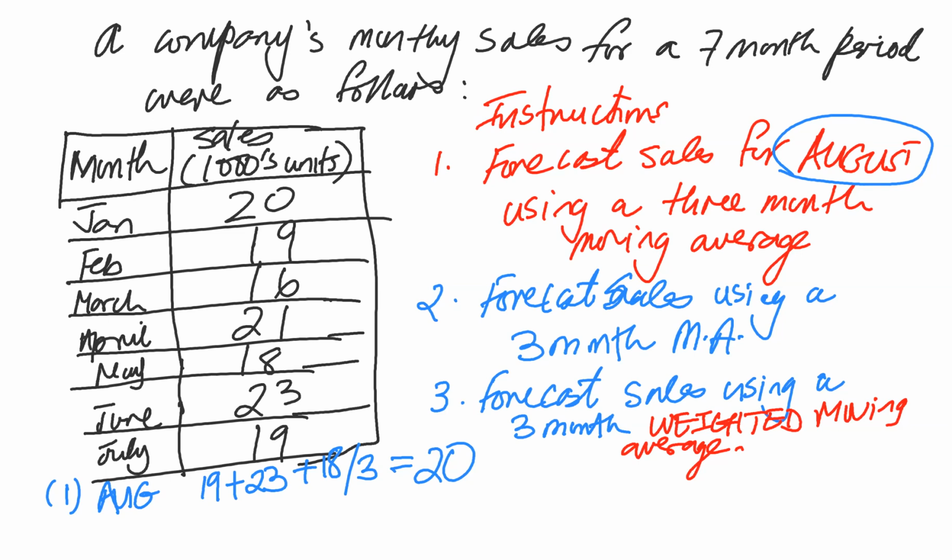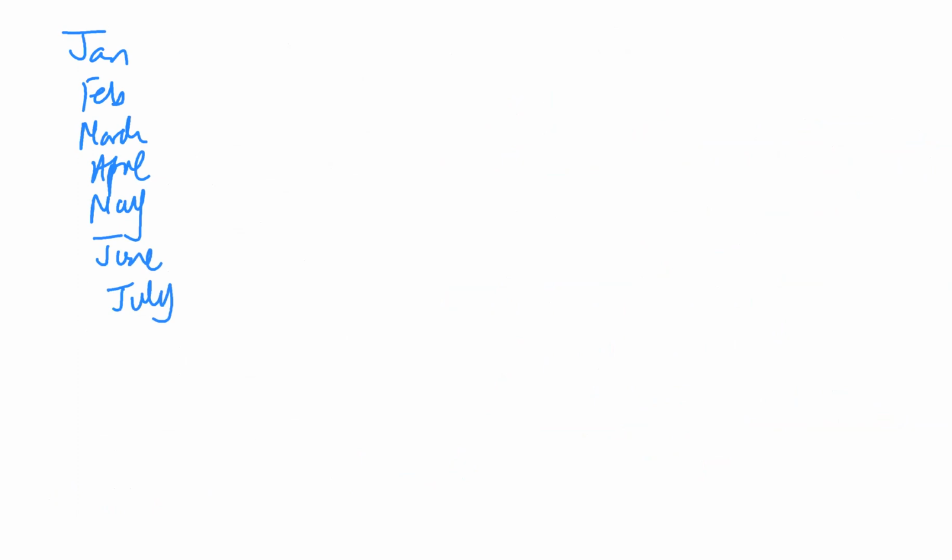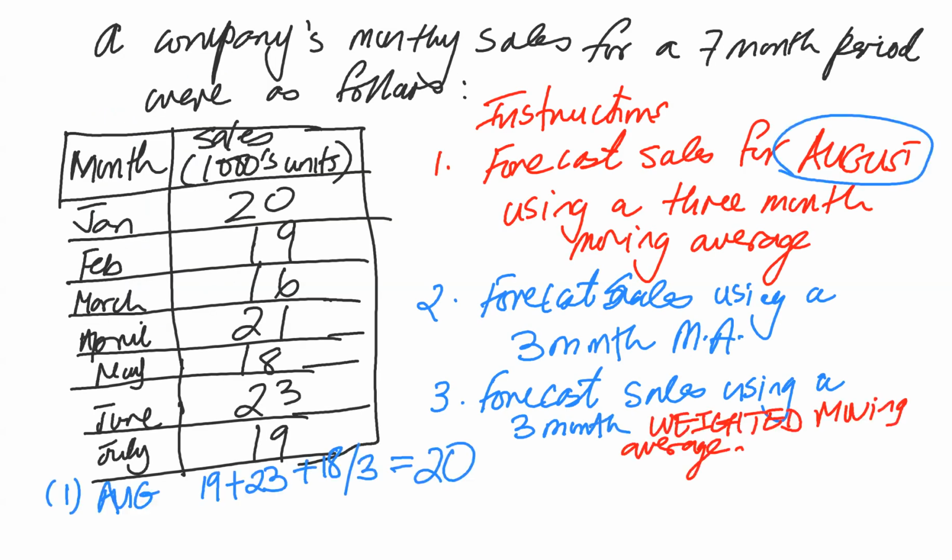So then what you do is, I'm going to replicate the table on the next page so that we can have a clear view. So we have January, February, March, April, May, June, July. This is the information we were given. Again, it's 20, and remember it's 20,000, 19, 16, 21, 18, 23, and 19. So remember, we're looking at instruction 2, that says forecast sales using a 3-month moving average. Unlike instruction 1, there is no specific month requested in question 2.